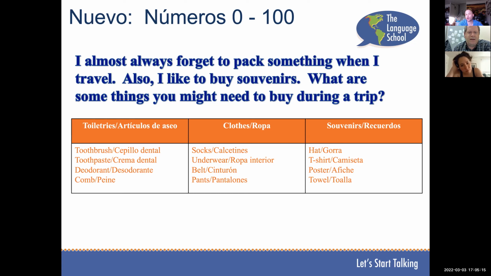The next category is la ropa, or clothes. Repiten, calcetines. Ropa interior. Cinturón. Pantalones. Next, we have recuerdos. Recuerdo. Gorra. Camiseta. Afiche. Toalla.